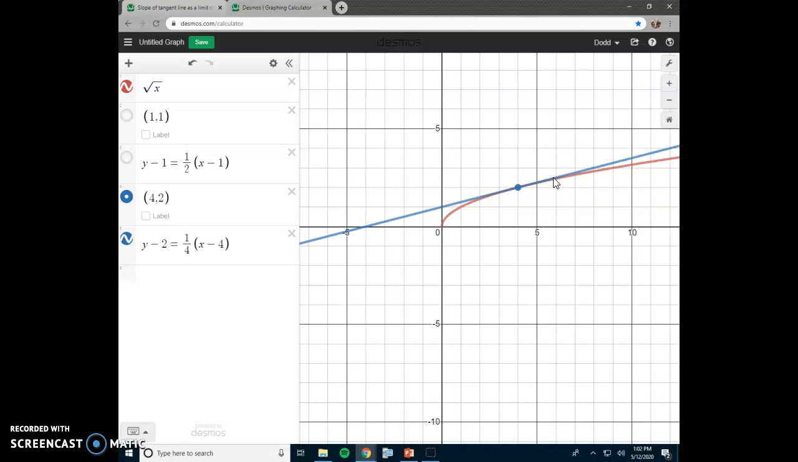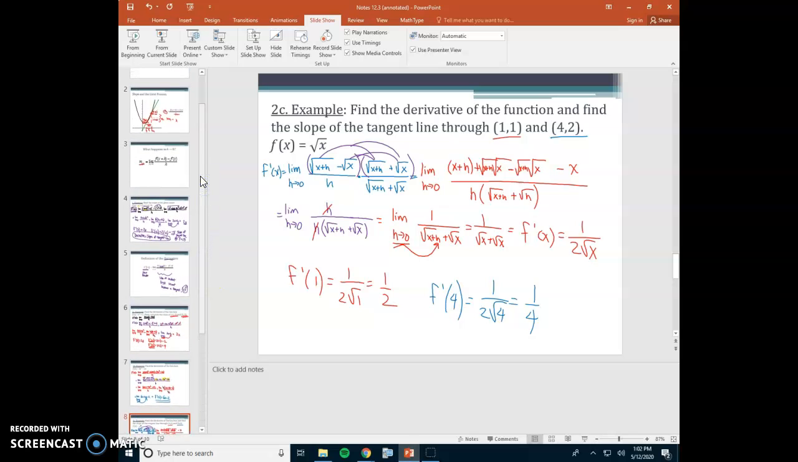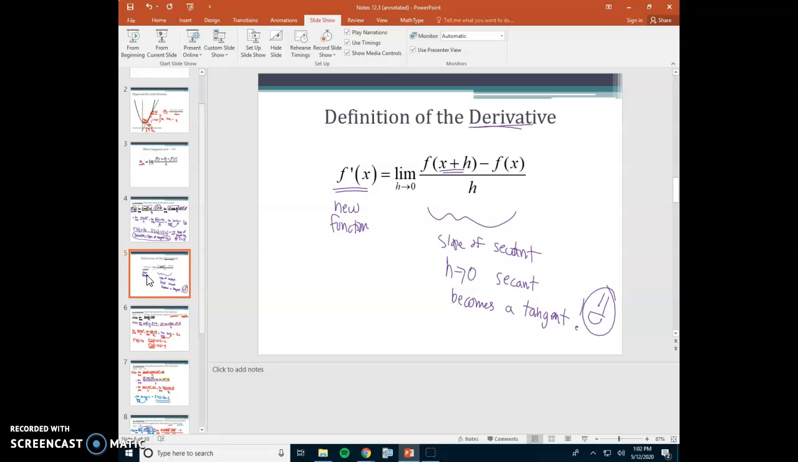So as a way of remembering, as a means of closing your thoughts, the derivative of a function is a new function that gives you the slope of the tangent line because of what we established in the first video with secants and tangents and all that.